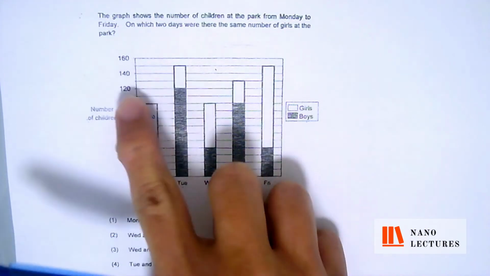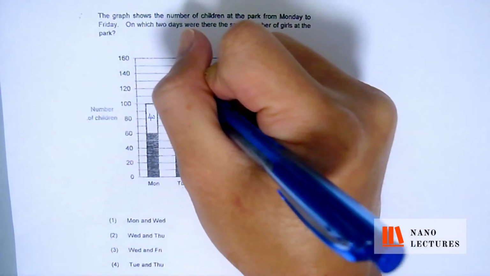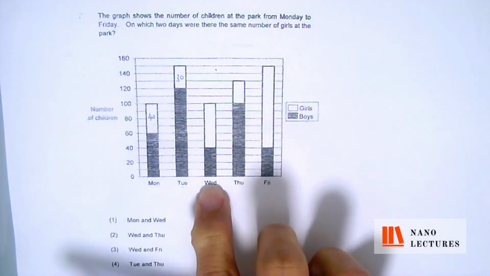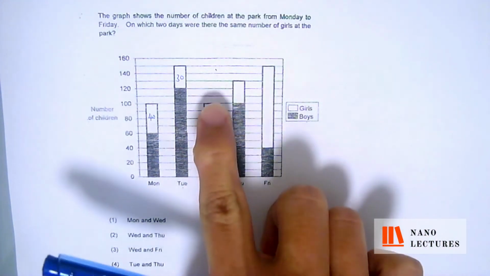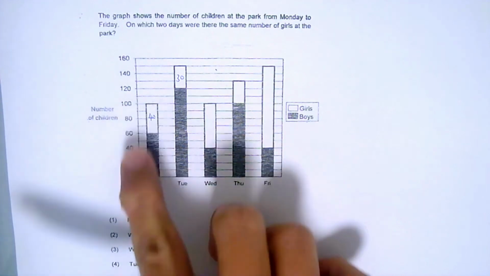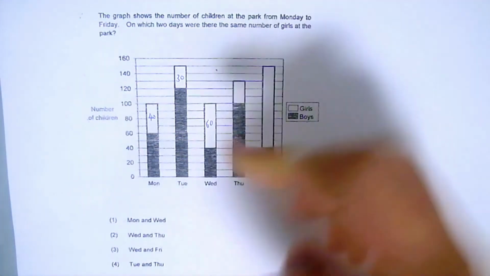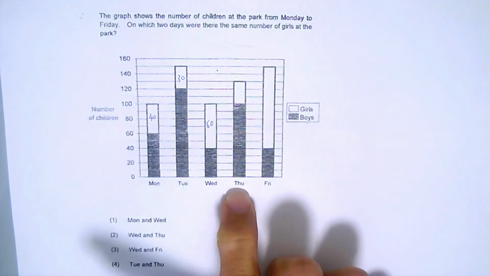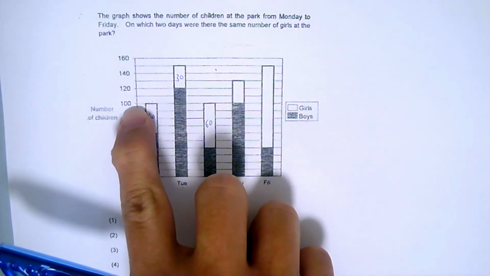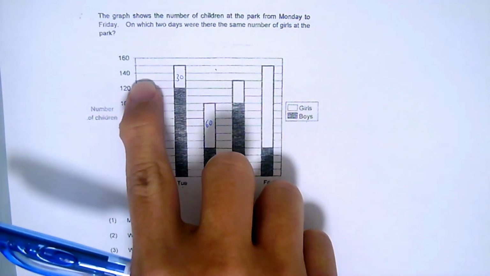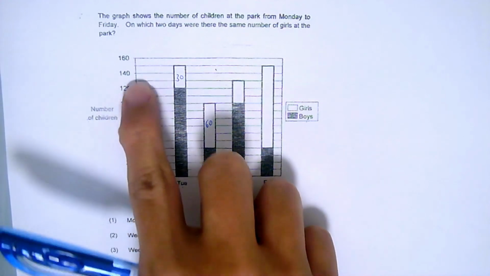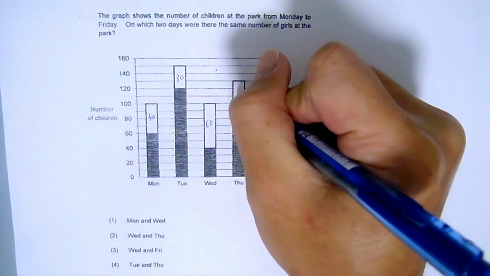So what is 150 minus 120? 30. So write 30. Wednesday, 40 boys, total children 100. So for 100 minus 40, 60 girls, sorry. On Thursday, it will be 100 boys, 130 children. 130 minus 100 will be 30 girls.